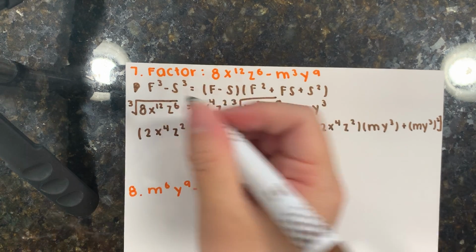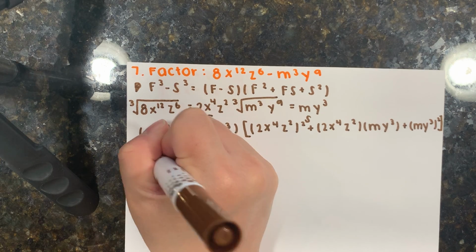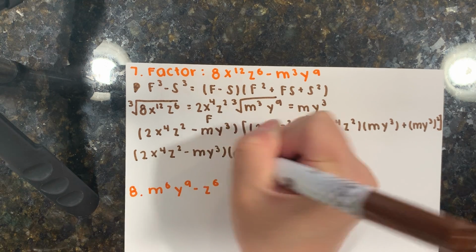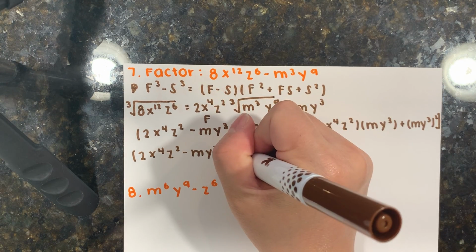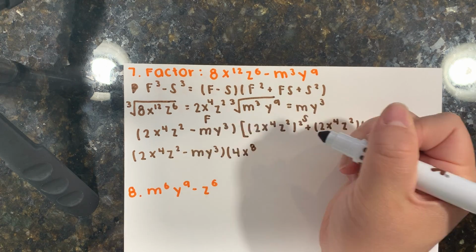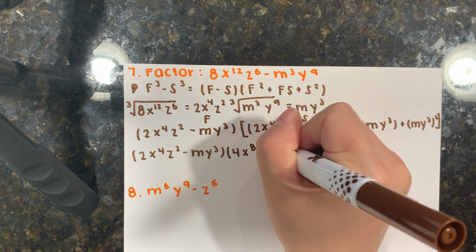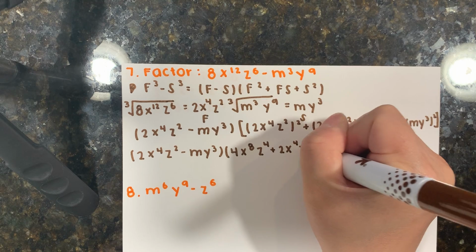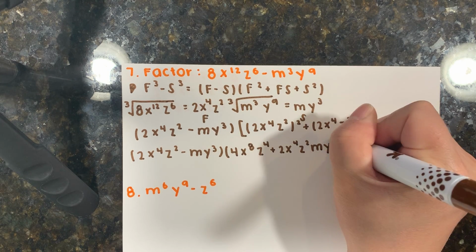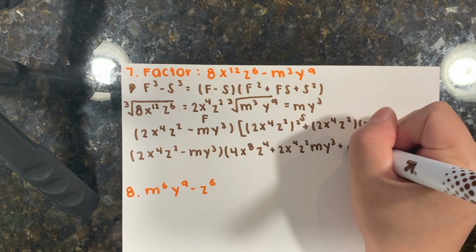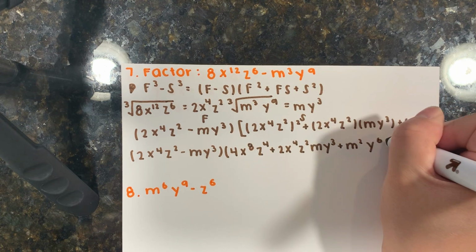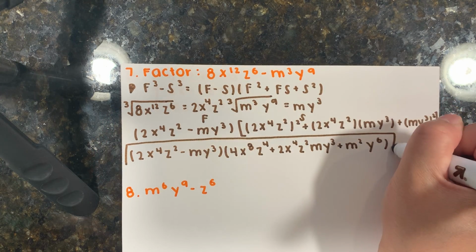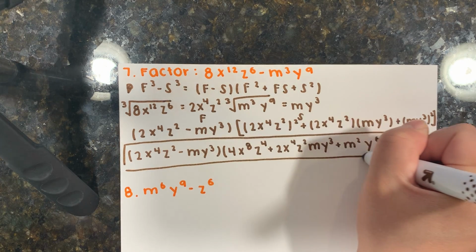And you just want to simplify that. So your left parenthesis stays the same at 2x to the 4th, z to the 2nd, minus my to the 3rd. Then I'm going to square this. So 2 squared is 4, x to the 4th squared is x to the 8th, z squared squared would be z to the 4th, then plus 2x to the 4th, z to the 2nd, my cubed, then square that would be m squared y to the 6th. And that's your result.